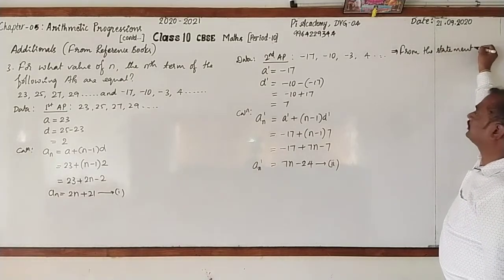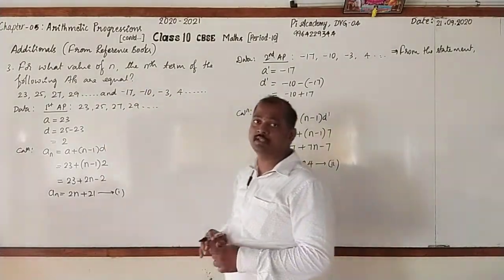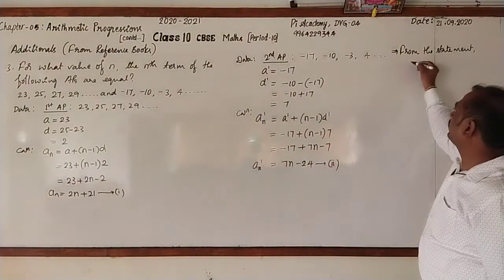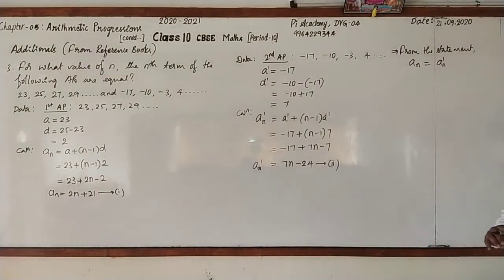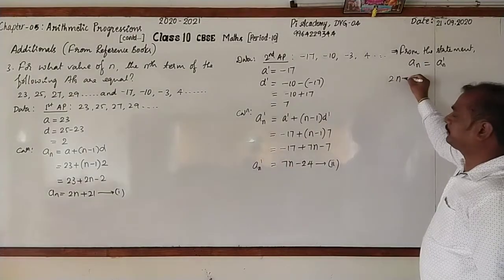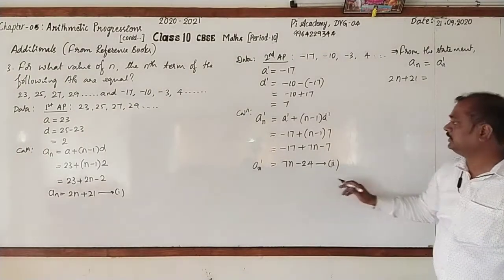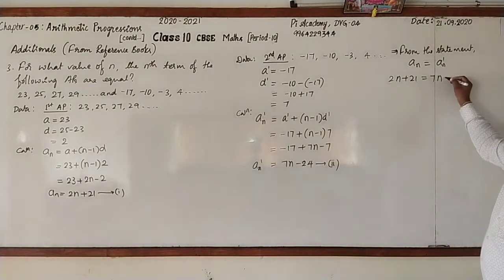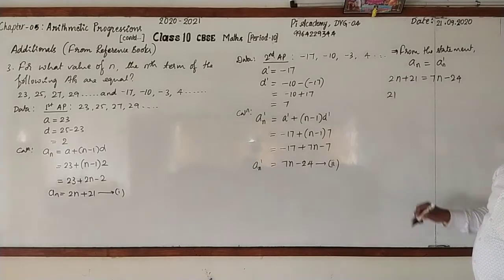How do you write? Look here. For what value of n are the nth terms of these APs equal? Therefore, we can write an equal to an dash. What is an? An is 2n plus 21, whereas an dash is 7n minus 24. Then let me write 21 as it is.